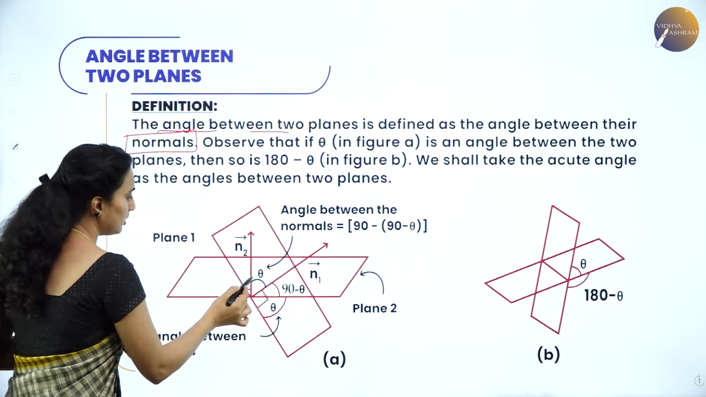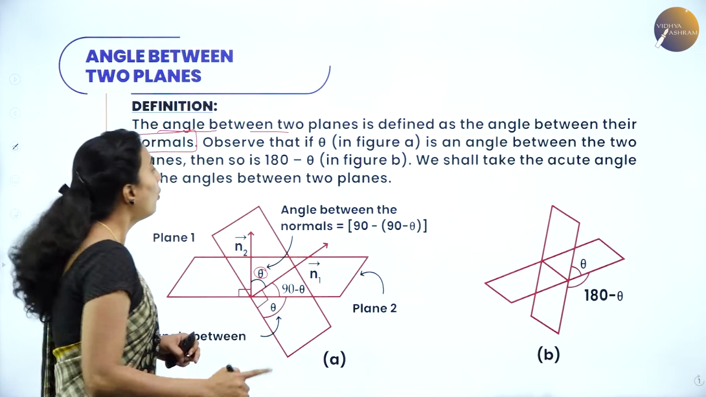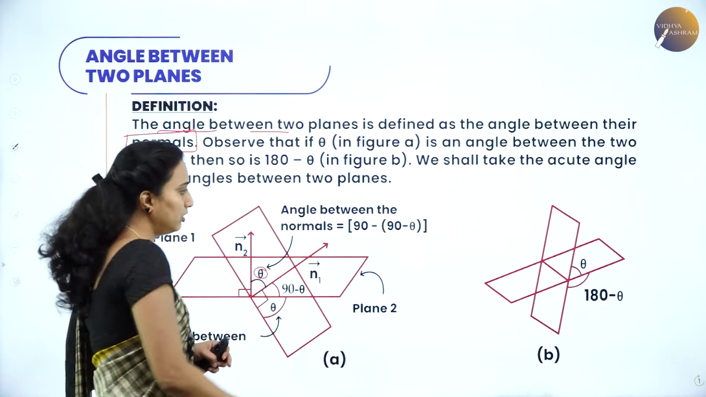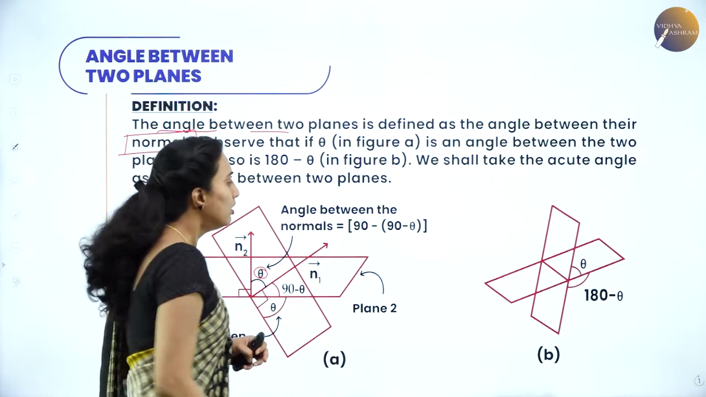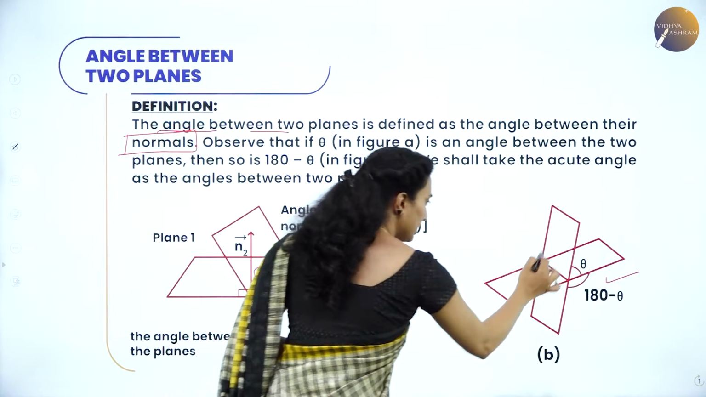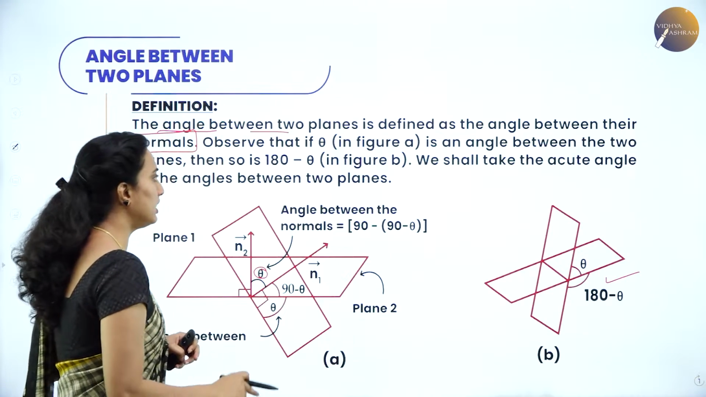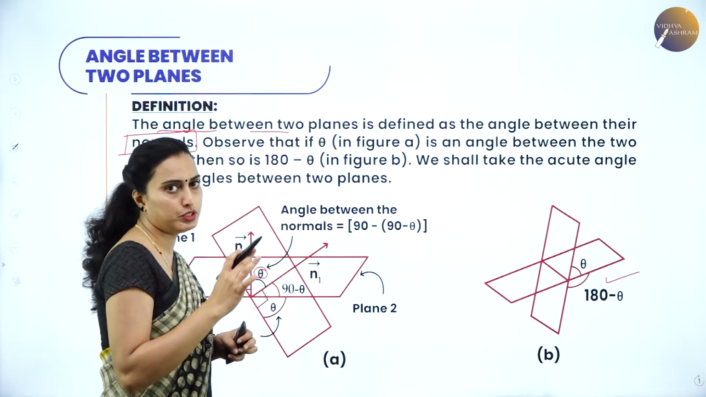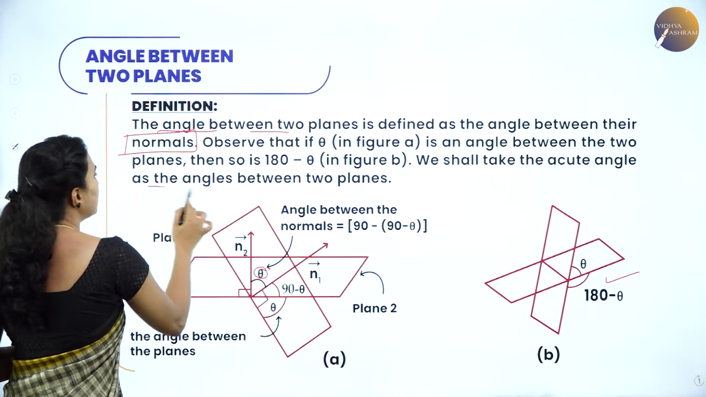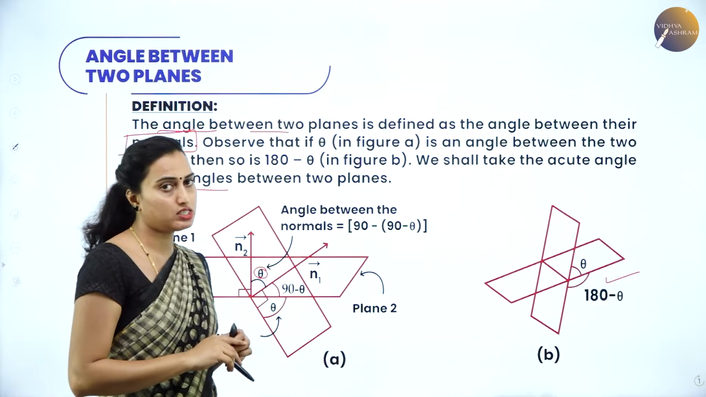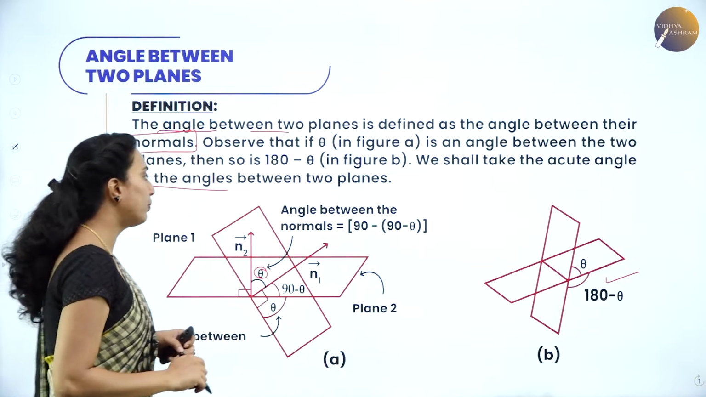So here observe that if theta in this diagram is an angle between the two planes, then 180 minus theta, you can observe here, because I have taken the same planes to show you how 180 minus theta will come. So 180 minus theta will also be the angle between the two planes. So we shall take the acute angle as the angle between the two planes. What is that? We are going to take it as the acute angle. Got? So this is very important.